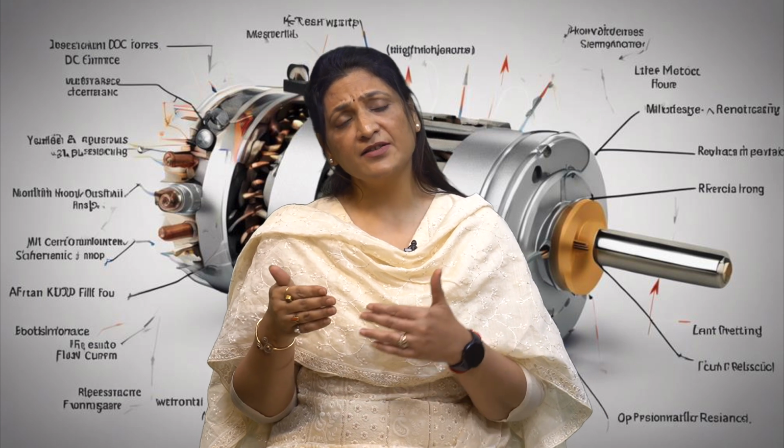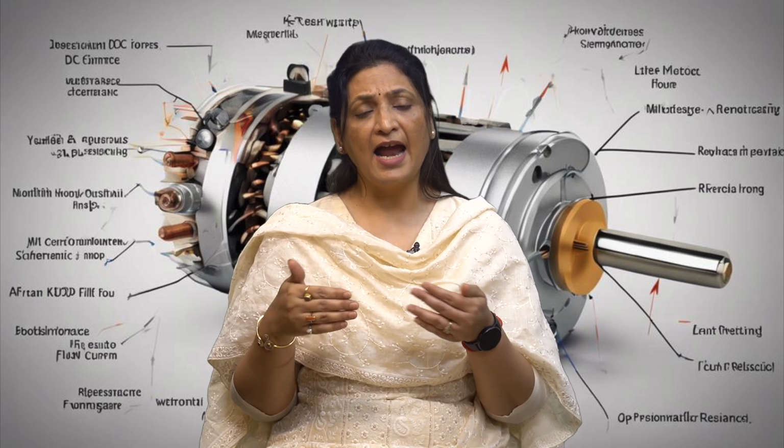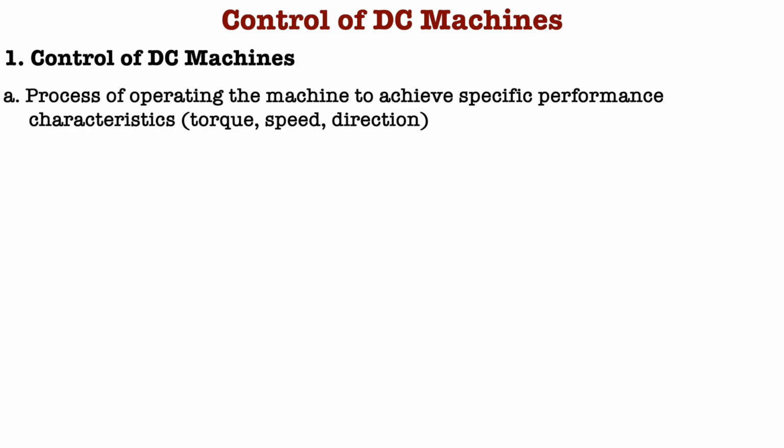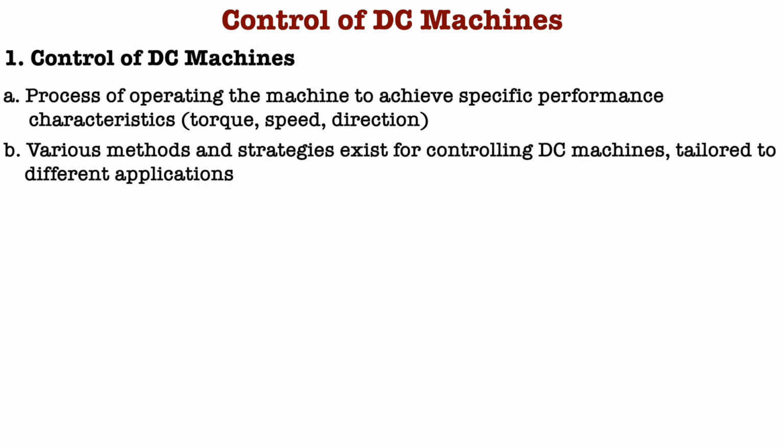Now, after studying the characteristics of DC generators and DC motors, let us see the control of the machines. DC machine control is a very important process of operating the machine to attain specific performance characteristics like torque, speed and direction. There are several methods and strategies for controlling DC machines, and each of them is suitable for different applications and requirements. Let us see an overview of the main control methods which will be applicable for the coming lectures on drives.